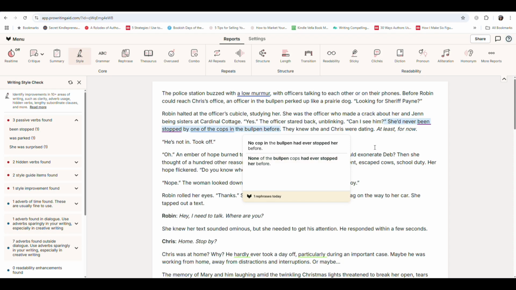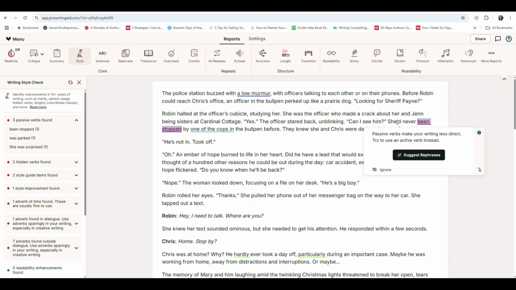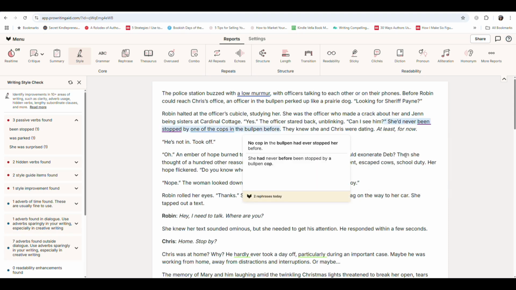So if you wanted, you could click one of these and Pro Writing Aid would replace this passive verb with one of their suggestions to make it stronger, to make it active. So in this case, the subject, a cop, their verb or their action was stopping her, as opposed to her being acted upon. The subject, she, being acted upon, been stopped. So you could choose one of these if you wanted, or you could leave it as is.